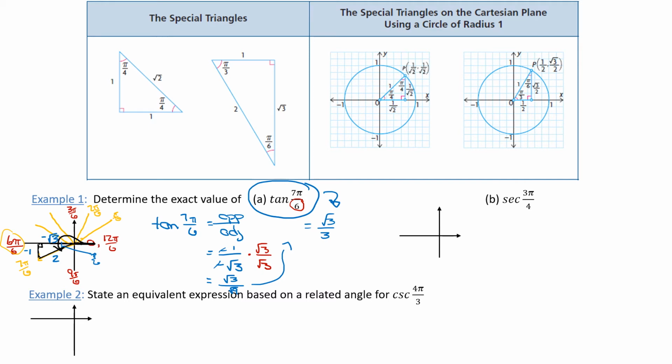So that's the first one. Let's take a look at the next one. Secant of 3 pi over 4. Okay, 3 pi over 4. Where is that? So let me do some labeling here.